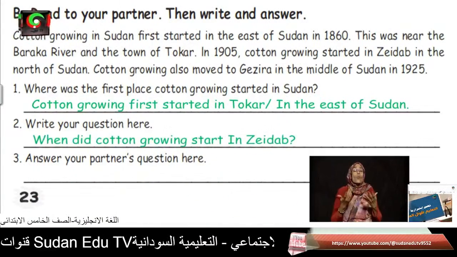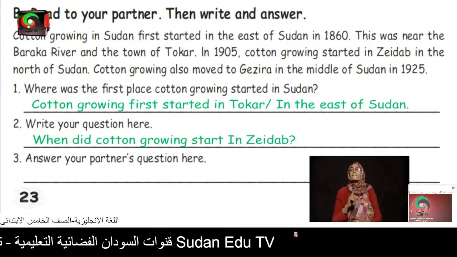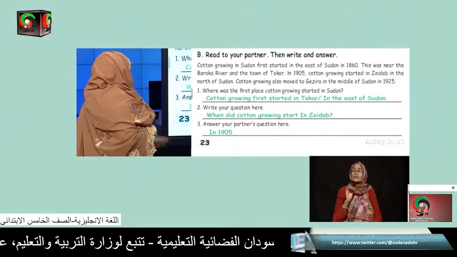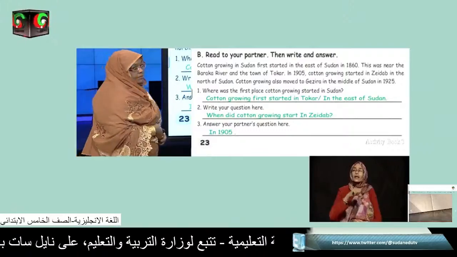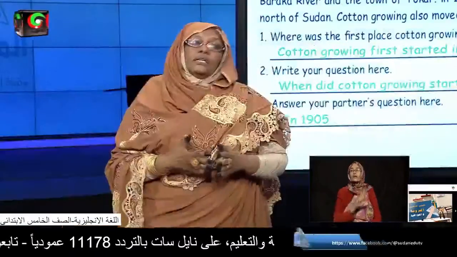When did cotton growing start in Zaydab? Let's see. Your partner's answer for this question is in 1905. Okay? By this activity, we finished this lesson.